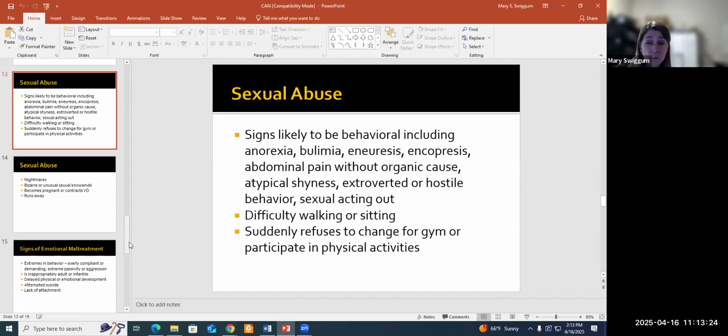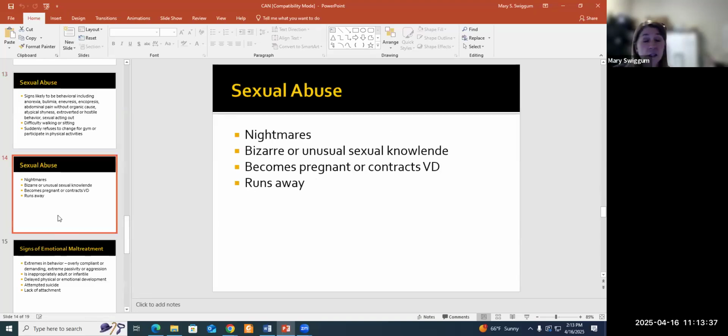They may have difficulty walking or sitting due to injuries in the genital area. They may suddenly refuse to change for gym class or participate in physical activities. The kids I'm thinking of actually were in foster care at the time, but they had a history of sexual abuse, and they would poop their pants and then smear their poop all over the place.